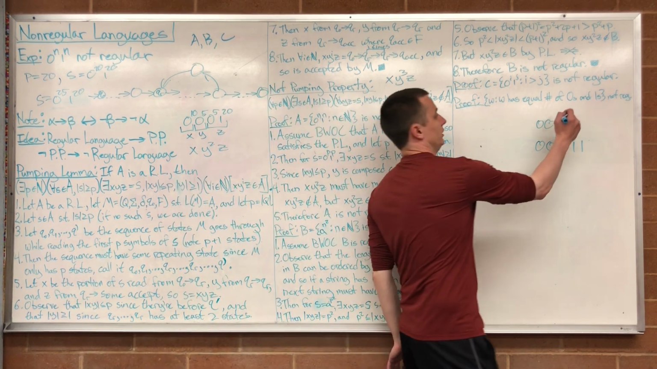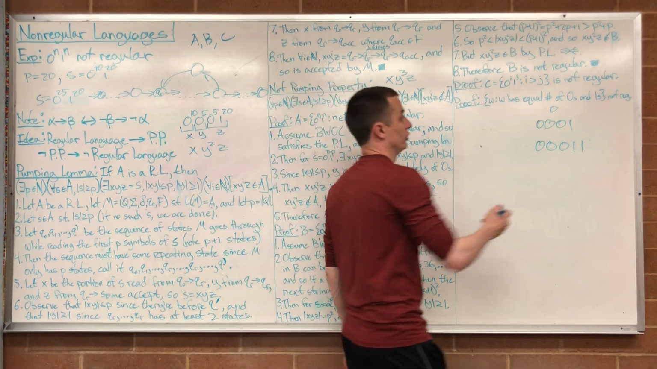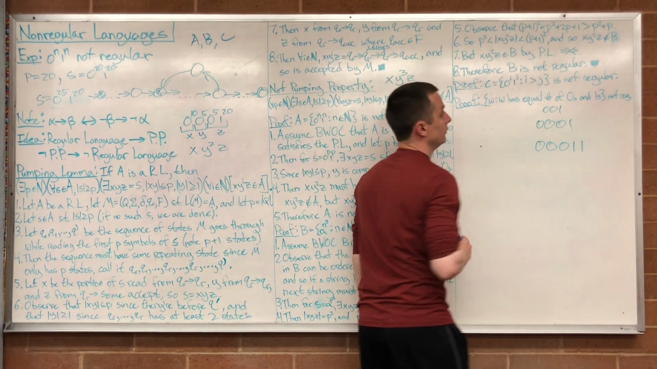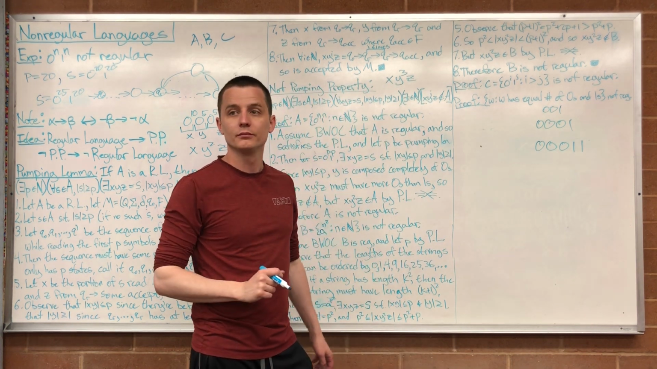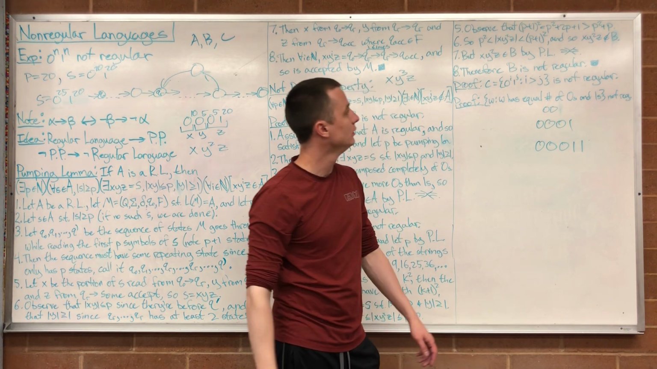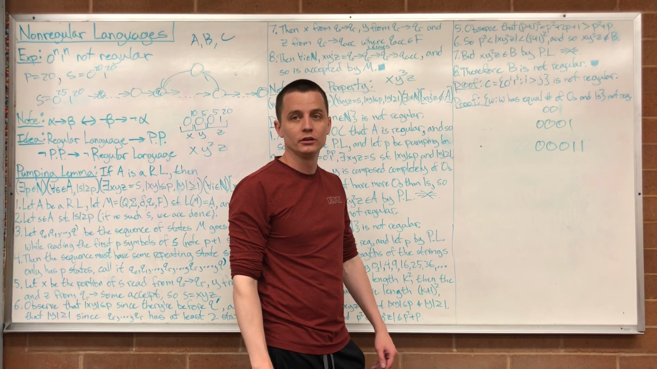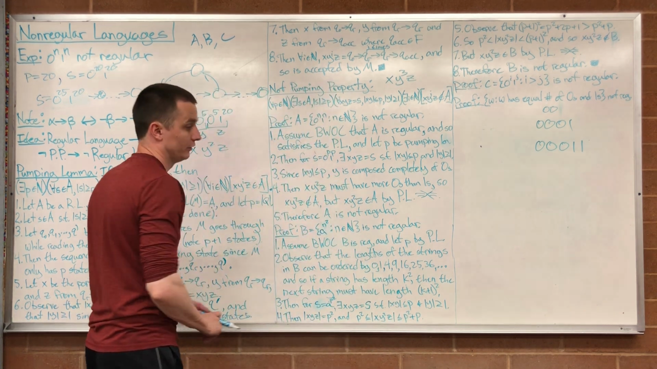This is the smallest string in there: 0. Second smallest string in there is 0, 1. Oh no, we did have 0, 0. That works too. Good? That's the language. We're going to prove it's not regular.